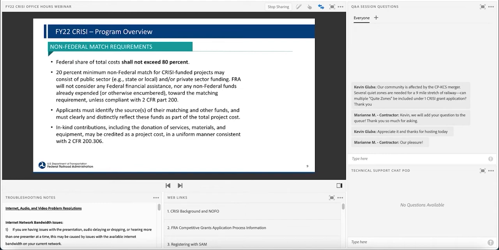That concludes my overview section of the CRISI program. Next, I will turn it over to Mike Johnson to present on our first featured topic, efficient locomotives. Mike? Thank you, Miriam. You can move on to the next slide.